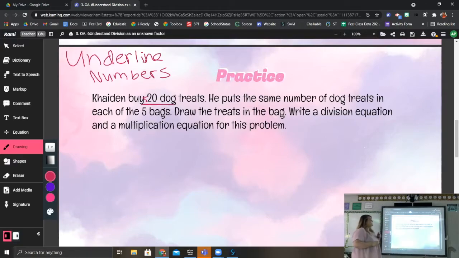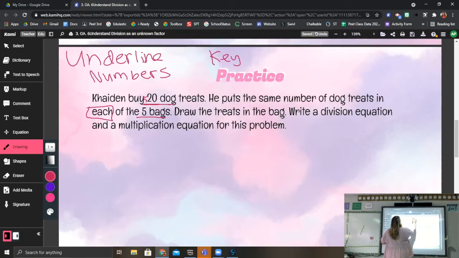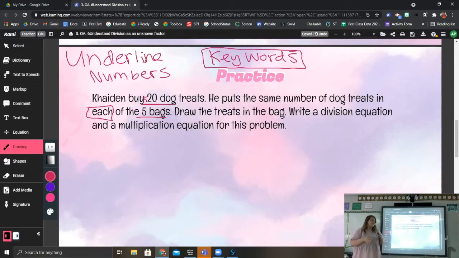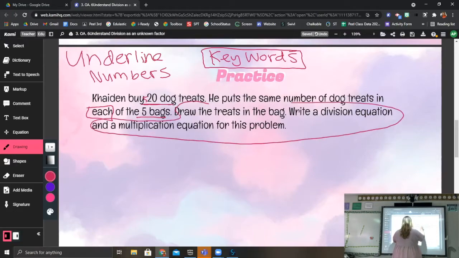Okay? He puts the same number of dog treats in each of the 5 bags. So I have another number, and that's 5. He has 5 bags, and I see the word each, and I boxed it because it's a keyword. So you're going to box keywords. Let's see what it's asking us to do. Draw the treats in the bag. Write a division equation and a multiplication equation for this problem. So I'm going to circle what the question is, what it's asking me to do.